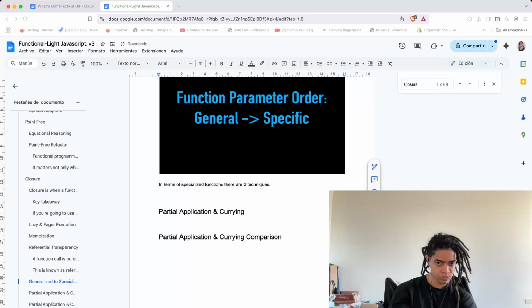I now would describe them more like cousins. They both accomplish the same end goal. They both specialize a generalized function, but they go about it in a somewhat significantly different way. So let's look at currying.